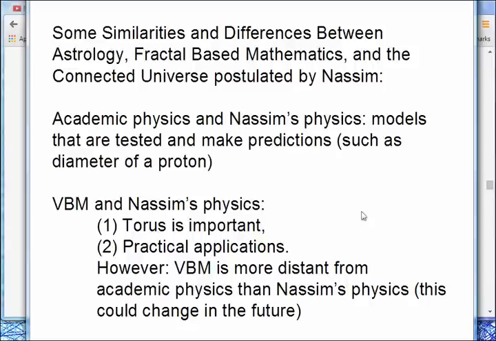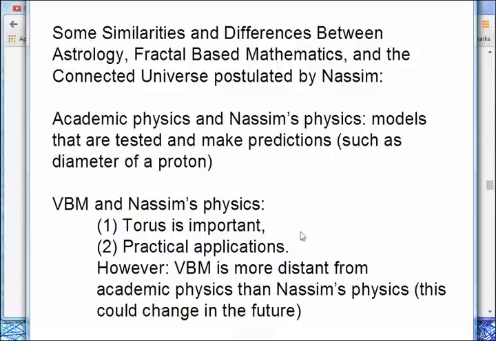But these are exciting possibilities, and what I'm doing is building upon what was presented in the previous video, that Fibonacci series appear to be a basis of ruling planets of the signs, and there are more and more connections being made between mathematics and astrology and physics. What are some of the connections? What are some of the similarities and differences? Well, VBM, the Vortex Based Mathematics, and Nassiim's physics both emphasize that the torus is important, the donut shape.